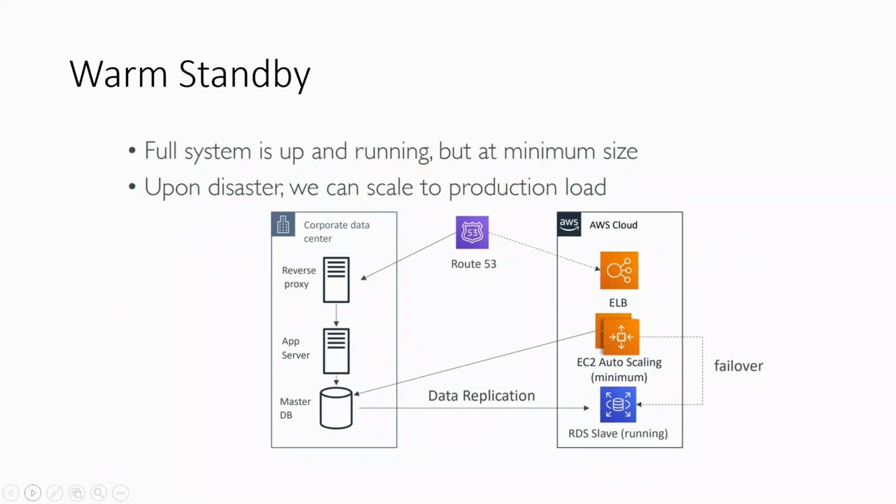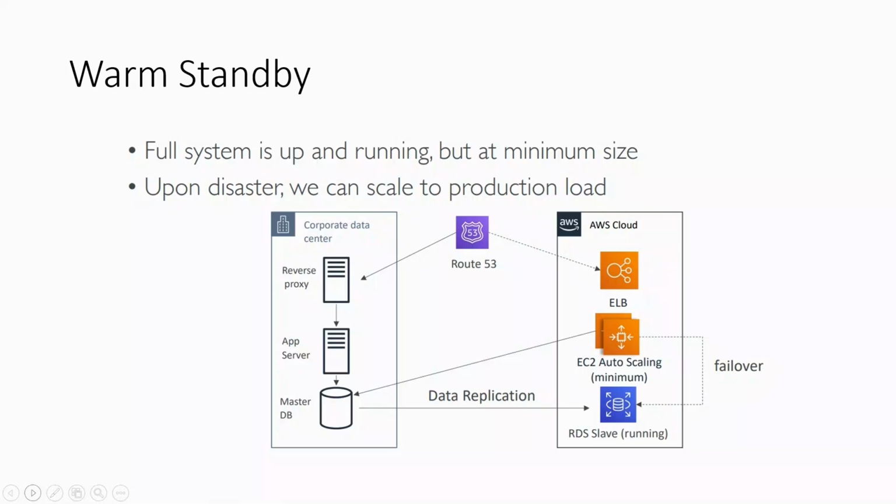Let us move on to warm standby. It's a kind of upgraded version of Pilot Light. What happens here is that the full system is up and running, but at minimum size. Every component of your application is up and running in warm standby, but it's a minimum size. If your application has 1 TB of data, you are not keeping 1 TB of data in your backup. You are just keeping the critical data, and you are just running a small version of your application. That's it. All components are running, but in a smaller way.